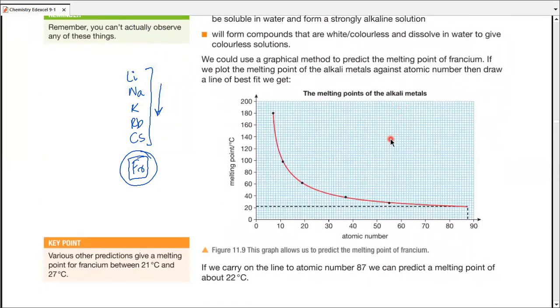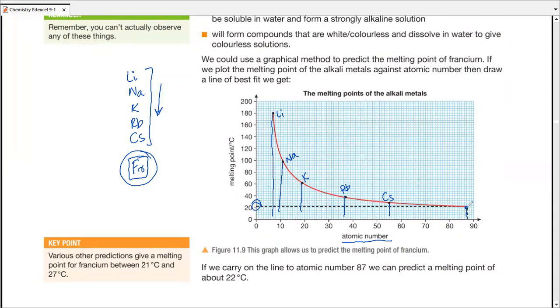A graphical method can be used to predict the melting point. Now, moving on all the way from lithium, sodium, potassium, rubidium, cesium, we can predict francium as well, right? This is the way it comes around here. There you go. We have atomic numbers over here. That's how we understand which one is what. That's how we have plotted the points, right?